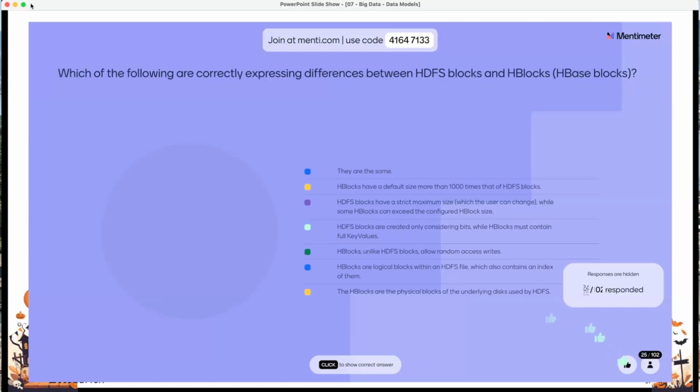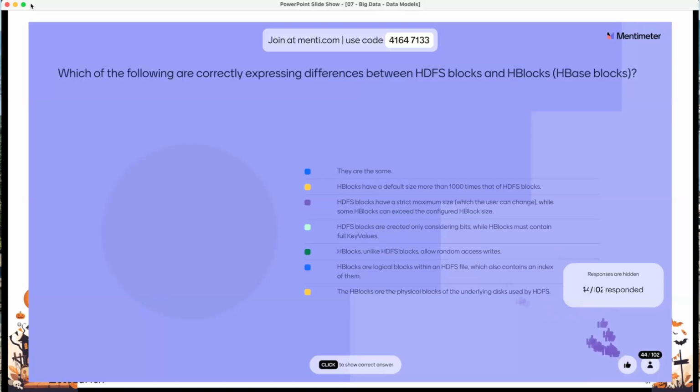Answer number 6, H blocks are logical blocks within an HDFS file, which also contains an index of them. And I really mean within the file. So using HDFS, you store a file, and the contents of that file is logically made of H blocks in there, plus an index also in that HDFS file. That's the H file, by the way.